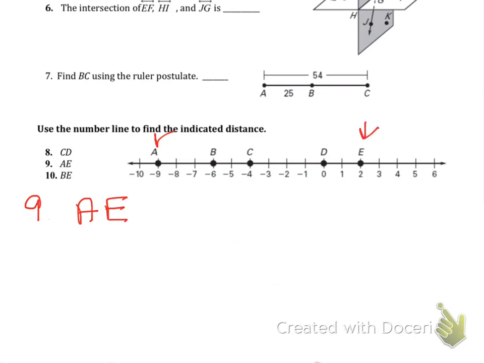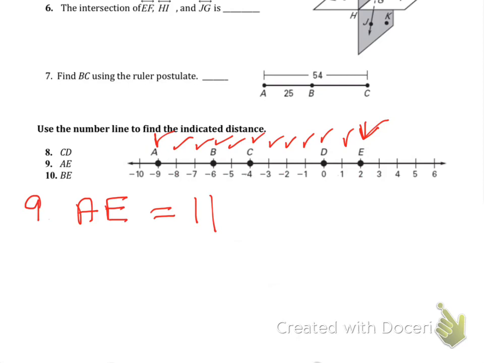So you can count 1, 2, 3, 4, 5, 6, 7, 8, 9, 10, 11. So I counted 11 hash marks in between A to E. That's why I got 11. So that's the counting method.